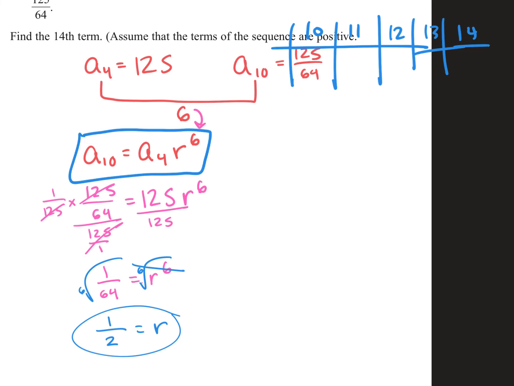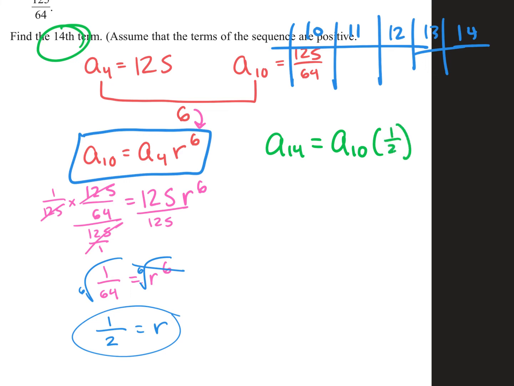So we always start with the term that's farthest from your first term. So is that a sub 10 or a sub 14? Because we're asking to find the 14th term here. Which one's farther from your first term? 14. So a sub 14 is equal to, we can use a sub 10. You could also use a sub 4 if you wanted to. It'll work out the same. What's r? 1/2.